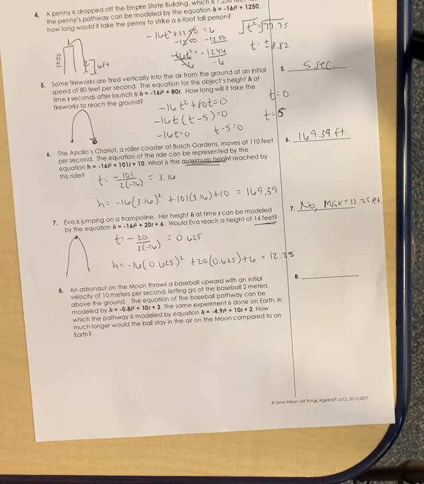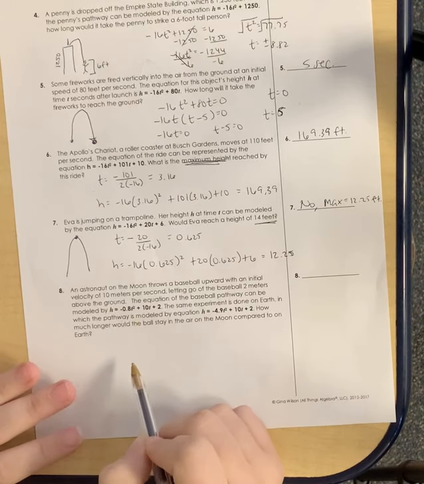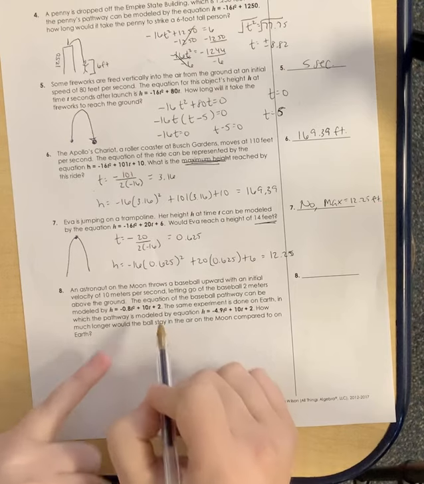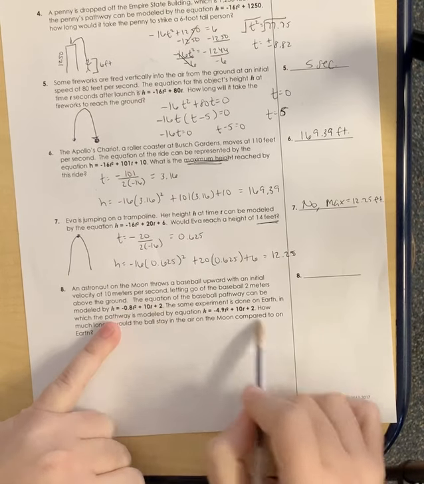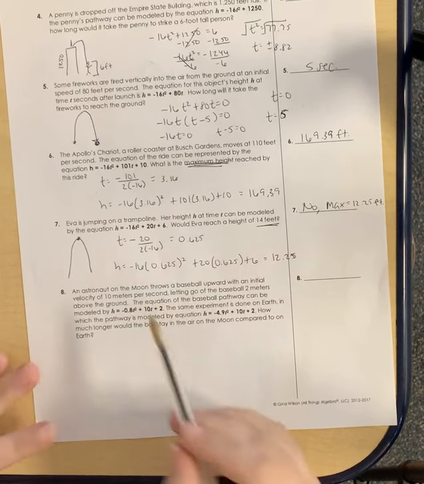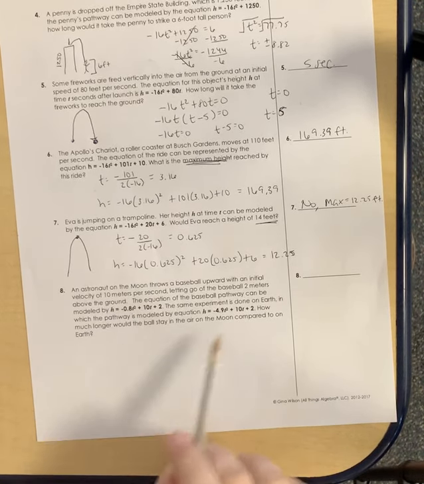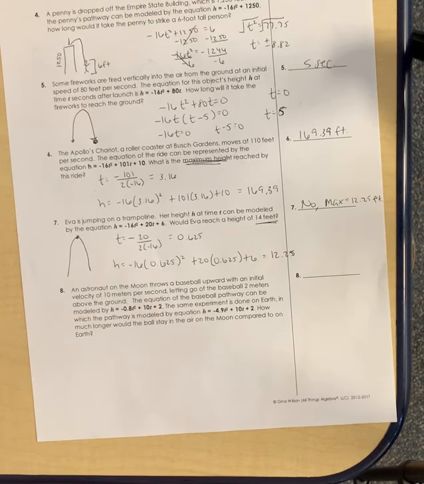Okay. We are trying to find the difference between the time that it hits the ground for the moon and the Earth. So first, it's not going to be easy to factor this because we have decimals here. So we're going to do the quadratic formula on both of them and then compare the two together.